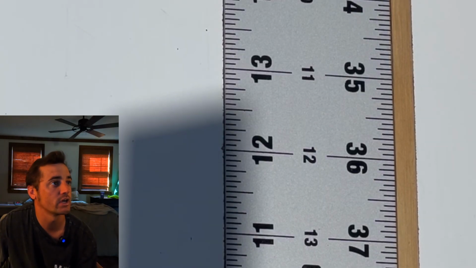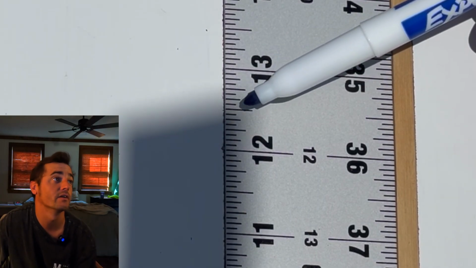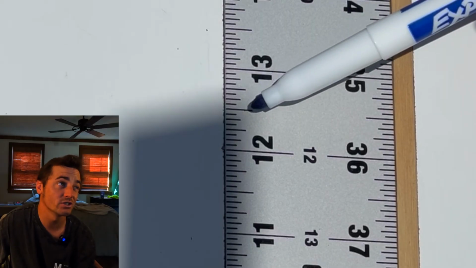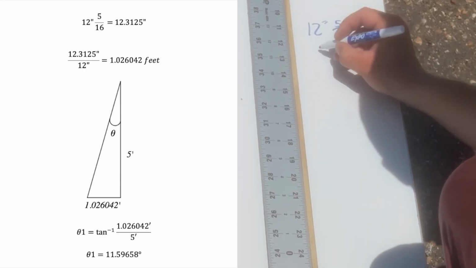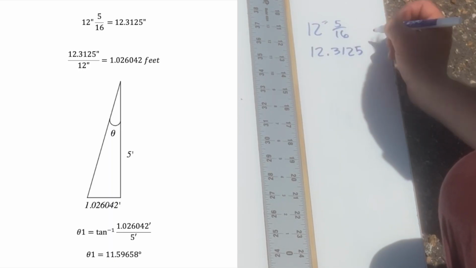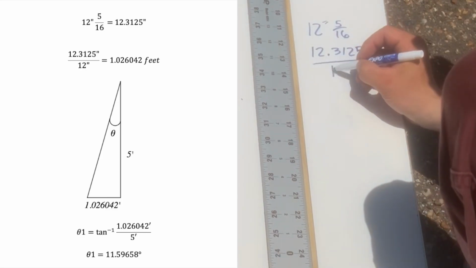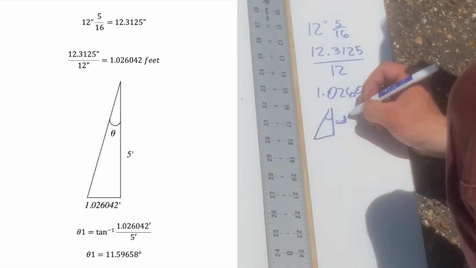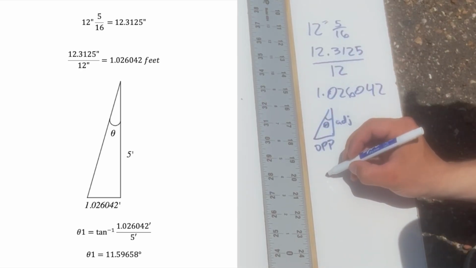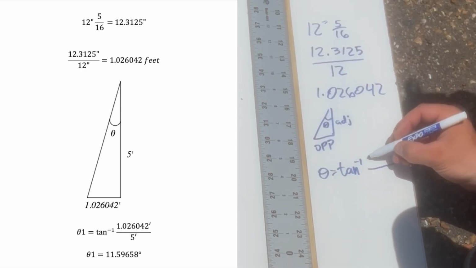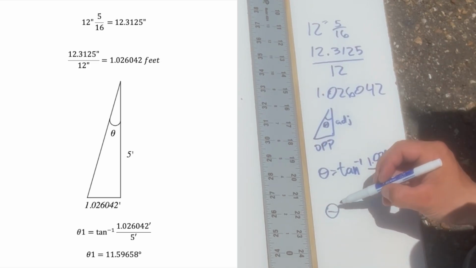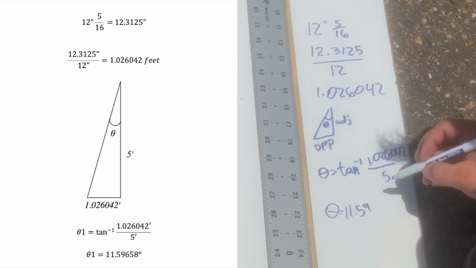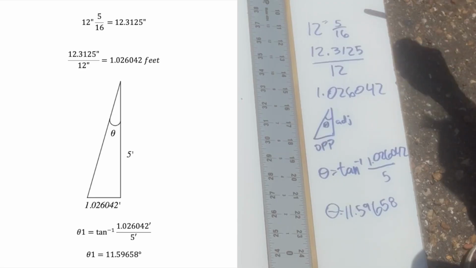So at the first site, I got a measurement of 12 and 5/16 inches. You can convert, which converted to feet is 1.026042 feet. When you plug that into the tangent angle solving equation, you get an angle of 11.59658 degrees. And that is, again, in Earle, Arkansas.